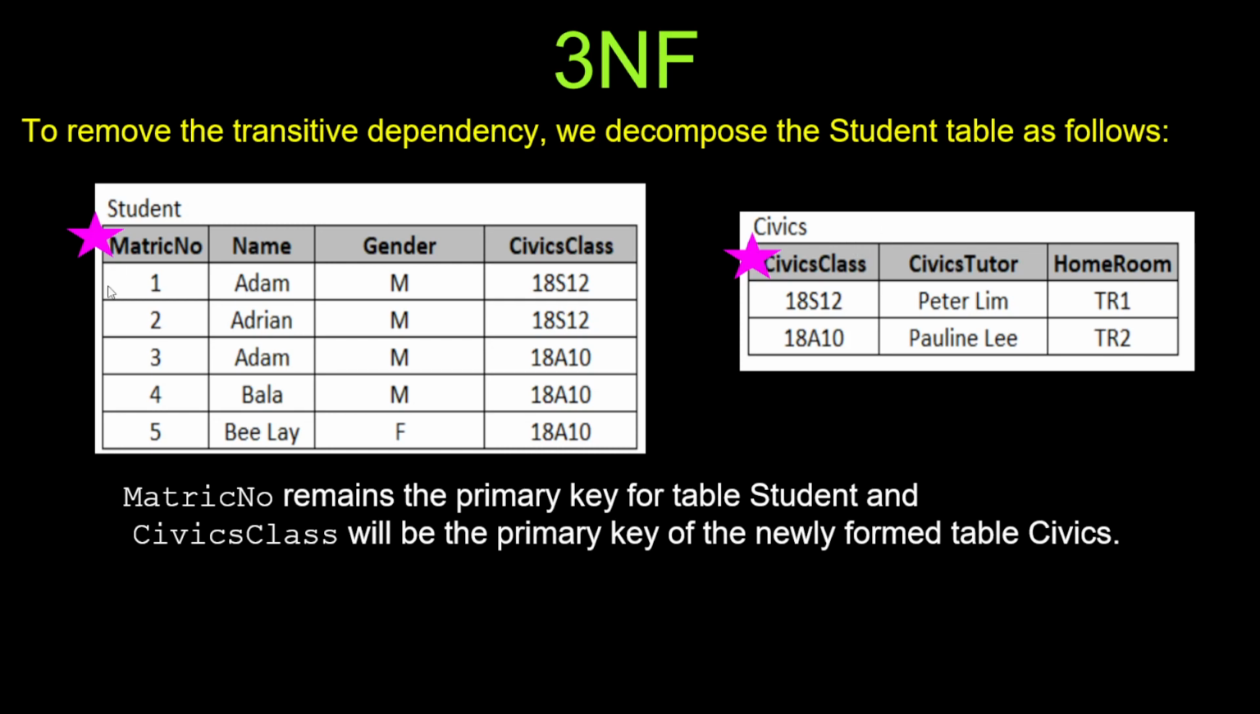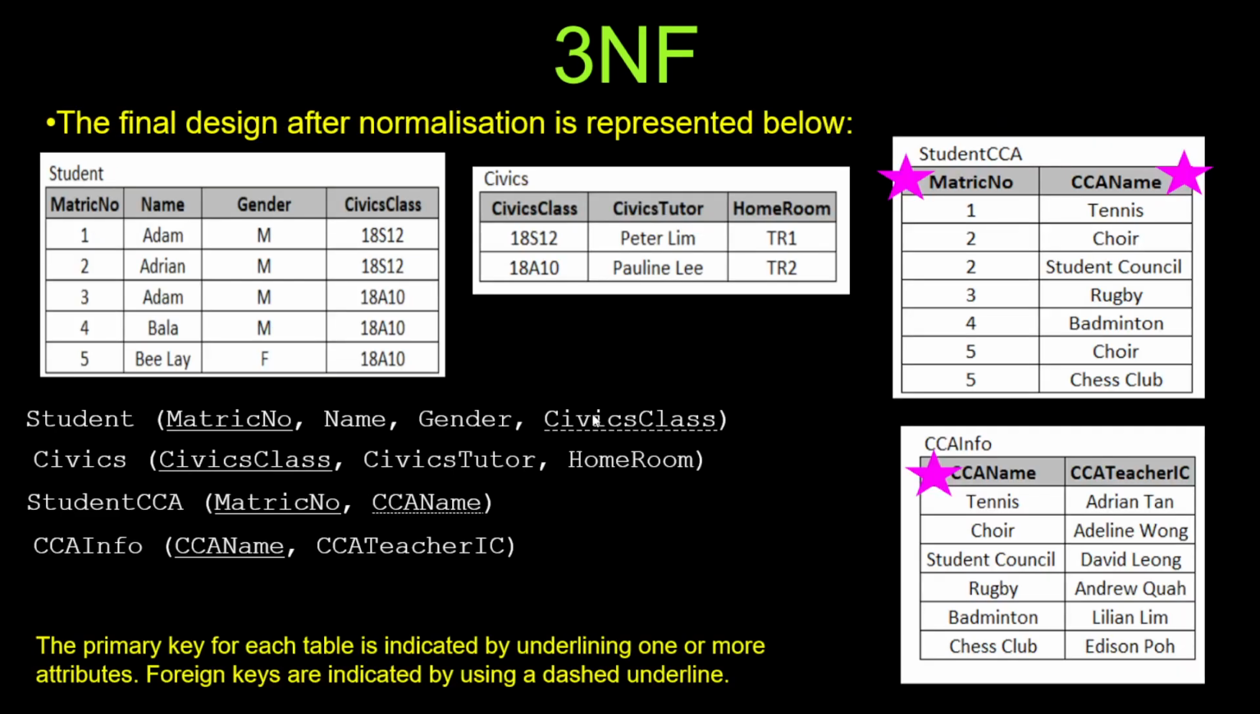Okay, so if you see this, now you can start to see how the information will flow. For example, if I pick out the matric number, then I know the name of the student is Adam, gender is this, and the class is 18S12. And if I want to find out more about his class, then I will go into the civics table and look for 18S12, which is the primary key of the civics table. Then I can pick out his civics tutor and his homeroom.